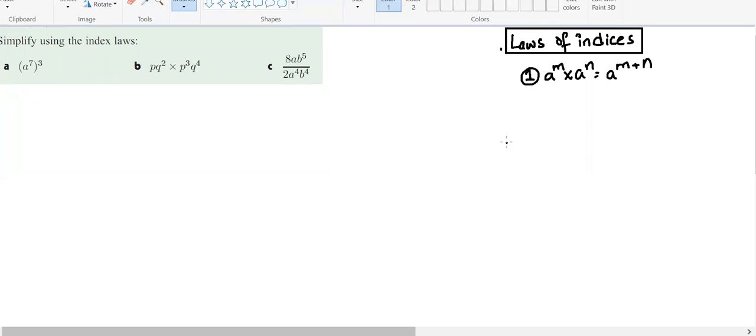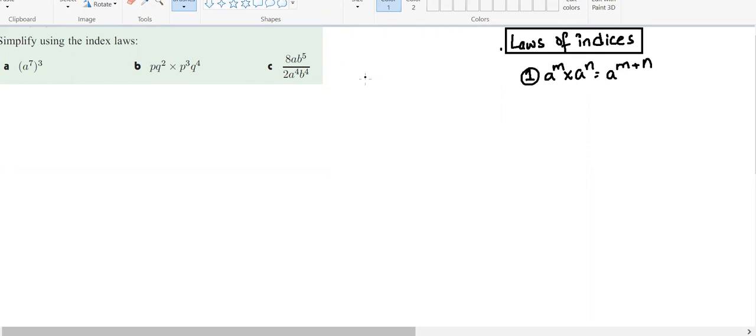Hello everyone. In this video, we are going to do the laws of indices. And for that, we just need to discuss a few basic terms before we proceed on to the laws of indices. And finally, we will be doing some questions as well.